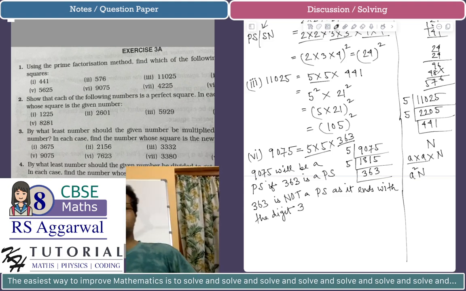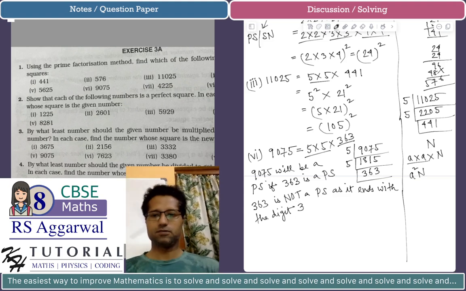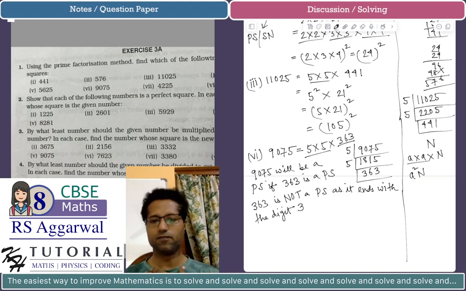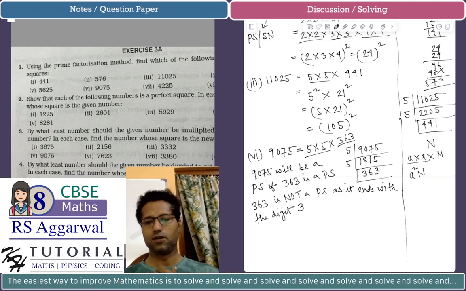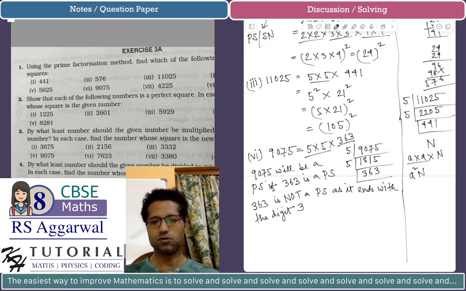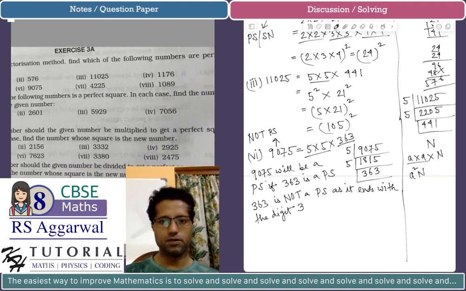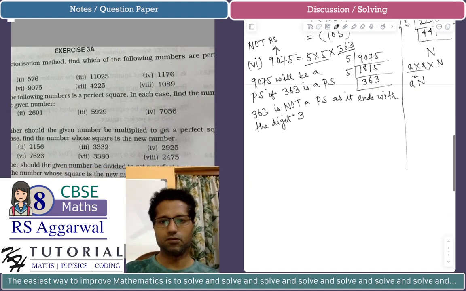So if 363 is not a perfect square, then definitely the number 5 into 5 into 363 will also not be a perfect square. So this is not a perfect square. What about 1089? Let's see 1089.